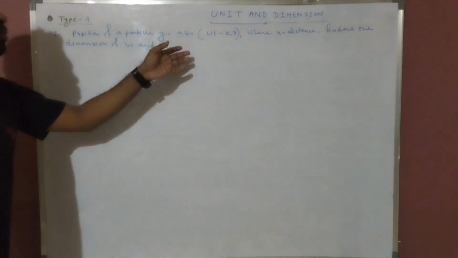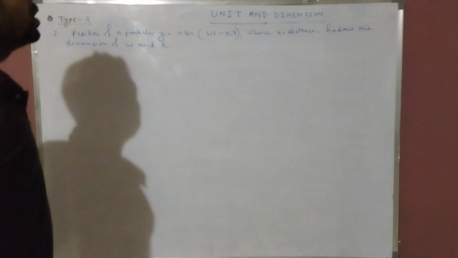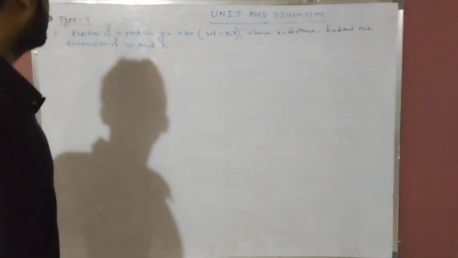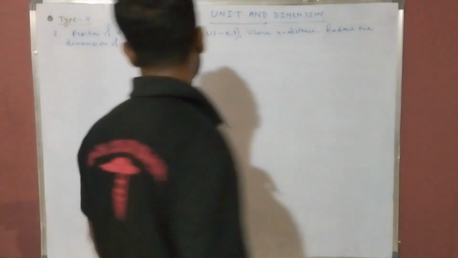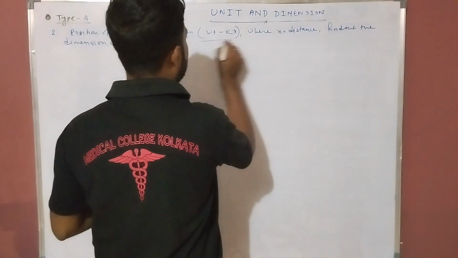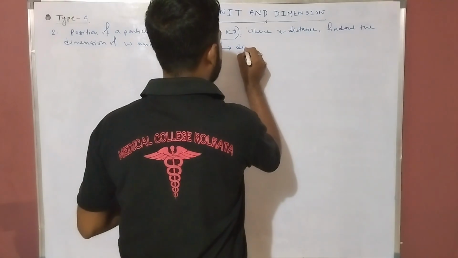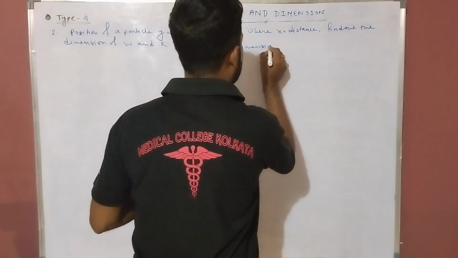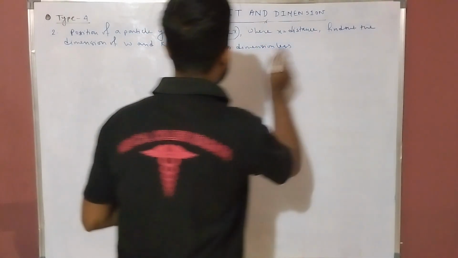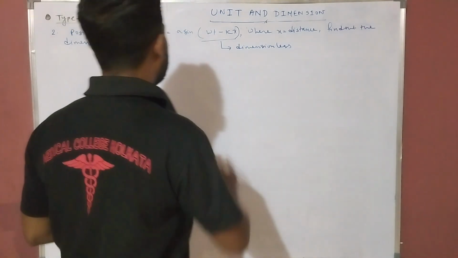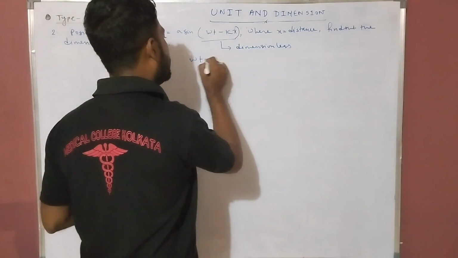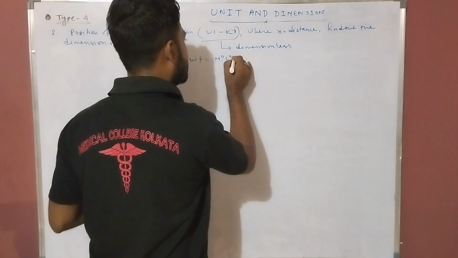Position of a particle y is equal to a sin omega t minus kx, where x is equal to distance. You have to find out the dimension of omega and k. Now this is like theta, so this is dimensionless because this is an angle. So individually omega t will be dimensionless.